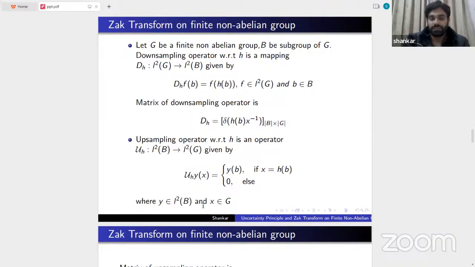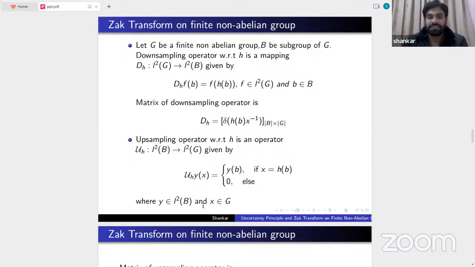Then we have some definitions that we will use to define a Jack transform. So the next definition is the downsampling operator. If we have a non-abelian group G and B is a subgroup of G, then the downsampling operator D_H is a mapping from L2(G) to L2(B), which is given by D_H f(b) equal to f(H(b)), where f comes from L2(G) and b comes from subgroup B.